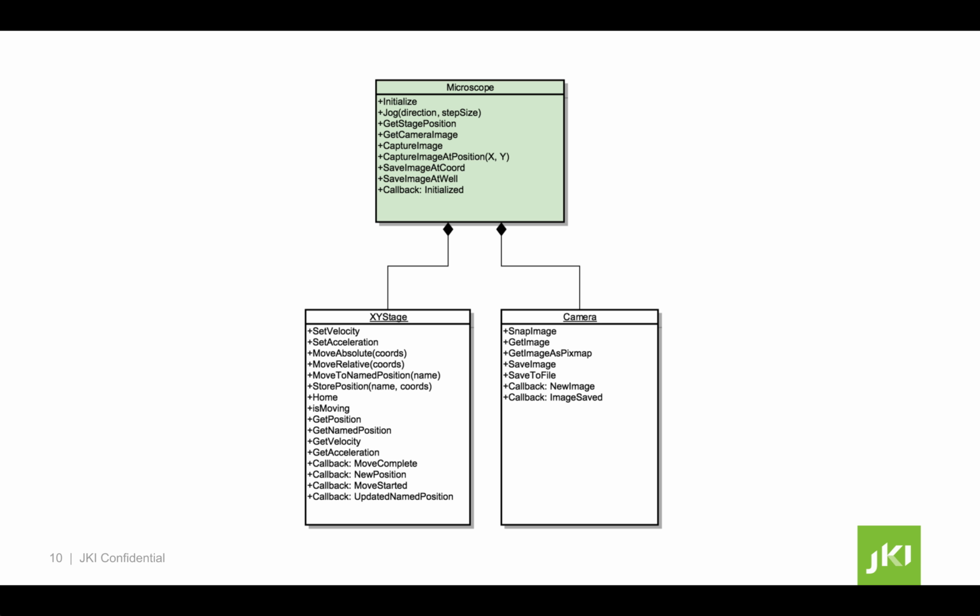like capture image at position, where it's going to call successively the XY stage, and then when the move is complete, we'll snap an image, get the image from the buffer, and wait for the image to be retrieved. And obviously save image at coordinates or at well in the case where I've got a well plate installed on my microscope. But those are features that both will call the camera and the XY stage.